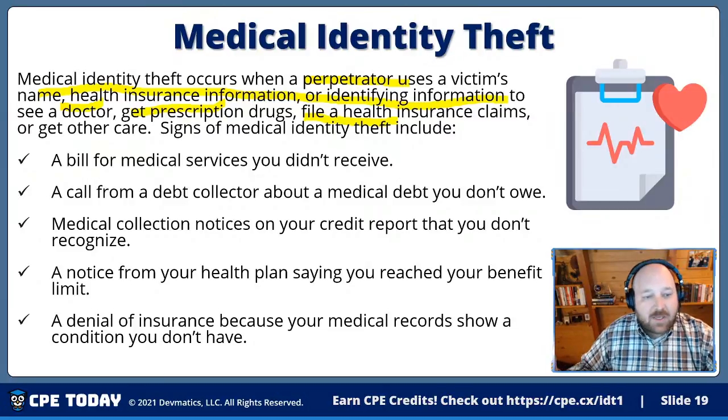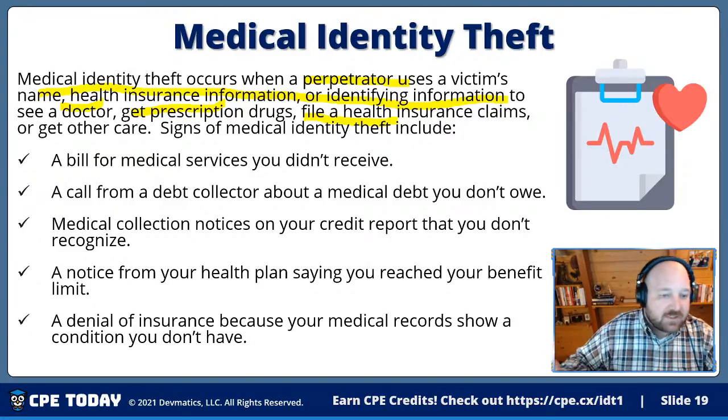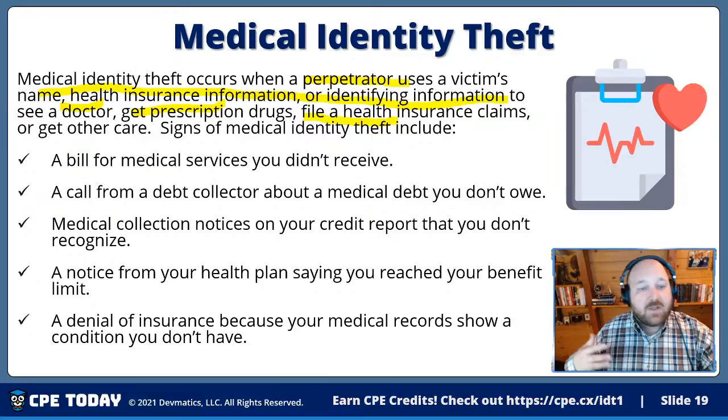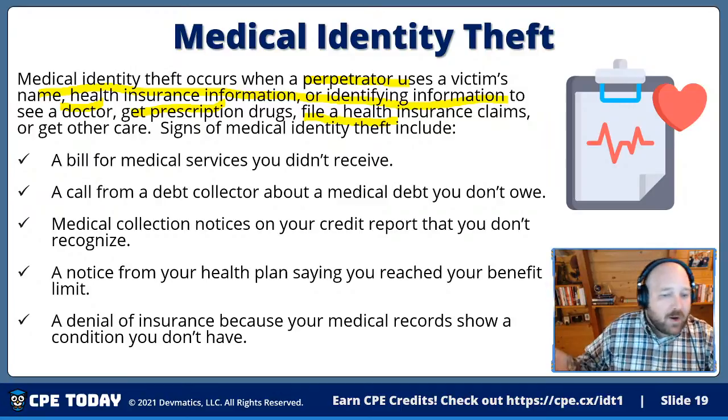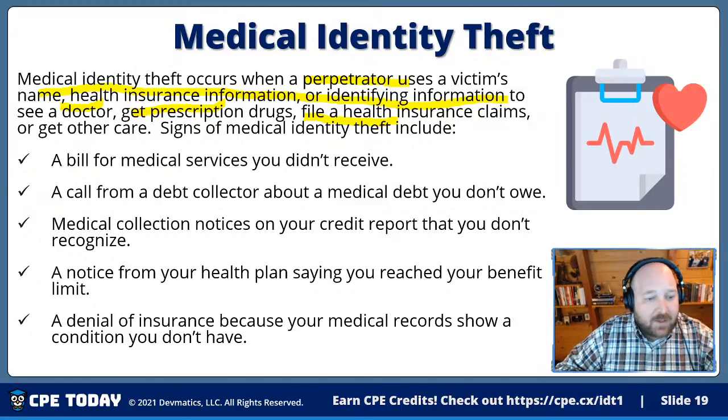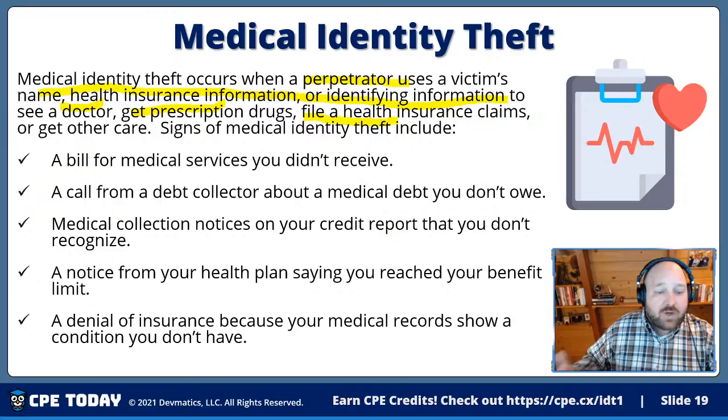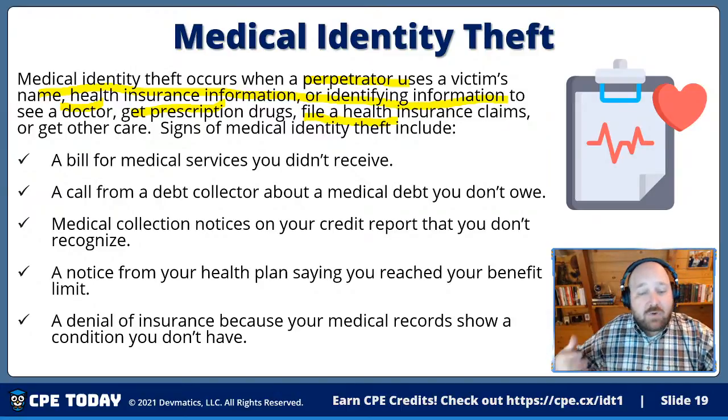Now, the stuff you need to be on the lookout for is very similar to the general signs of identity theft. You get bills for services you didn't receive. You get a debt collector about medical debt you don't owe. A notice from your health plan saying that you've reached your benefit, or denial of insurance because of a pre-existing condition. You need to treat even non-financial stuff like your health insurance with the same care and consideration that you would your social security number and your banking details.